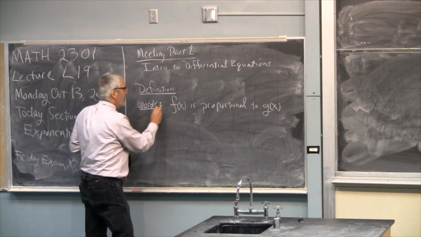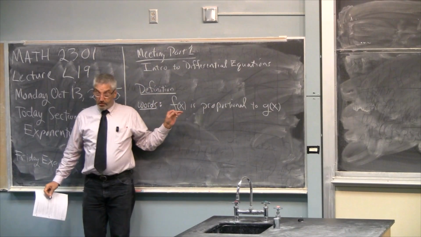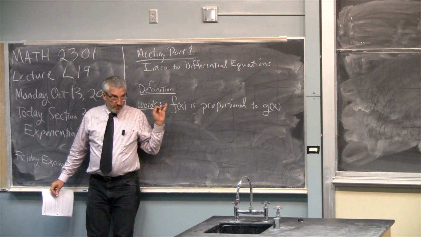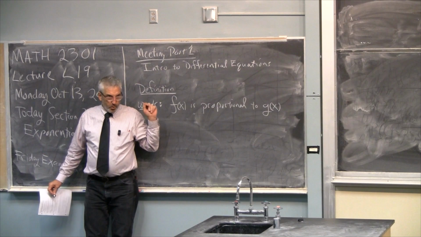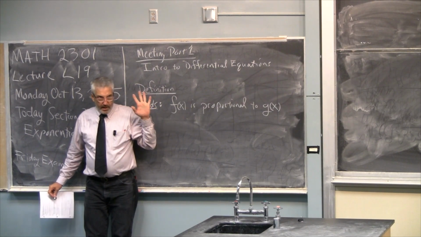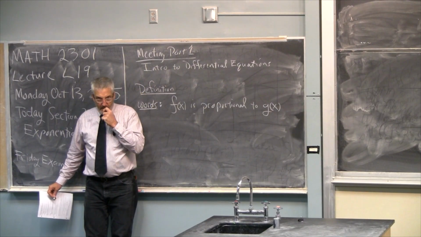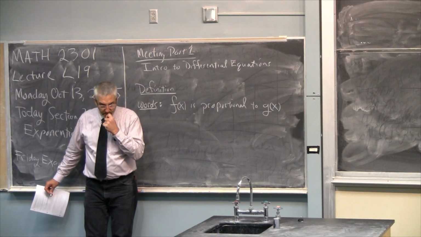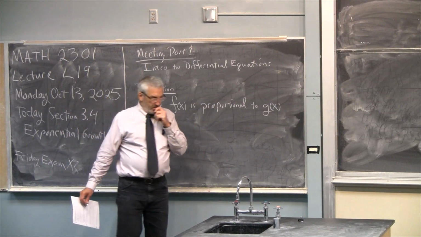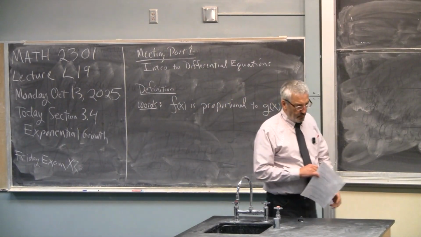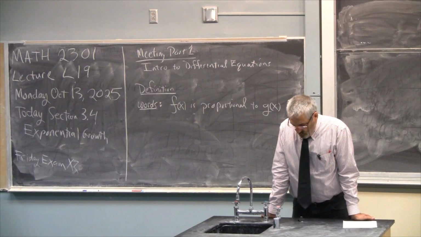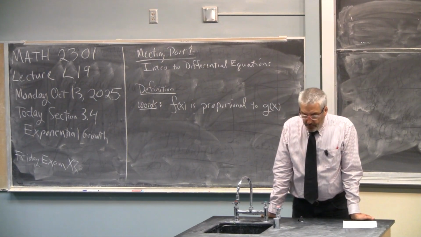So these words: f of x is proportional to g of x. Raise your hand if you know what those words mean. Got one hand up. Go ahead. The result of the function f of x will always be the same in proportion to g of x. So like if f of x for a certain x is 1 and g of x for that x is 3, then all answers for f of x over g of x will be 1/3. Yeah, pretty good.